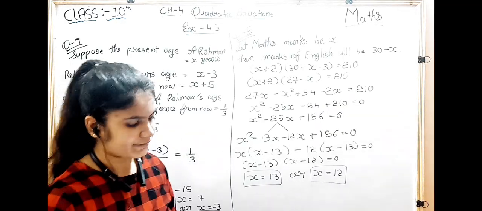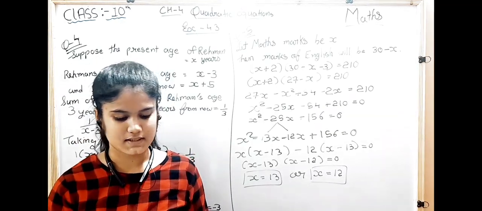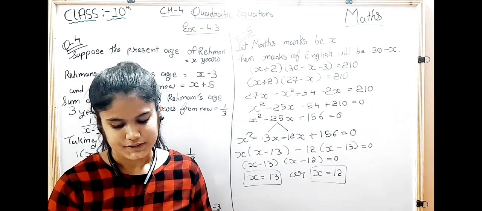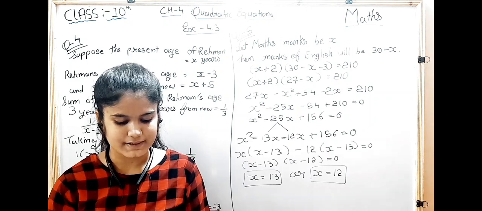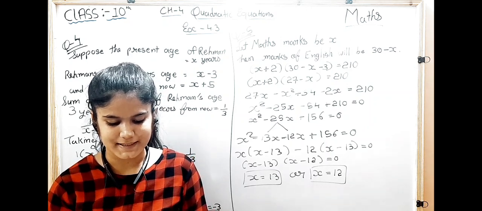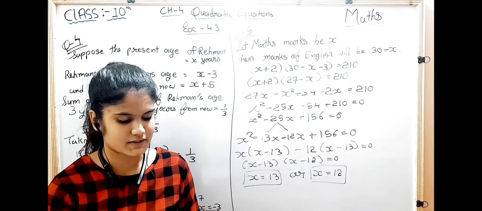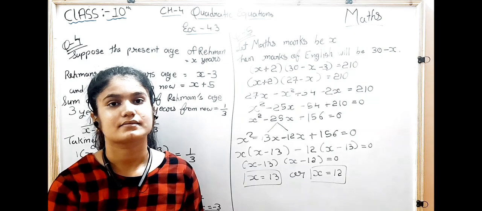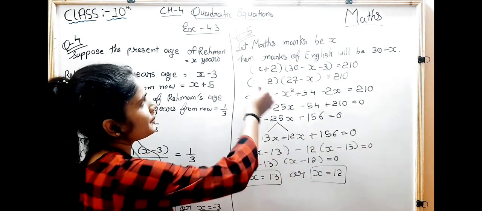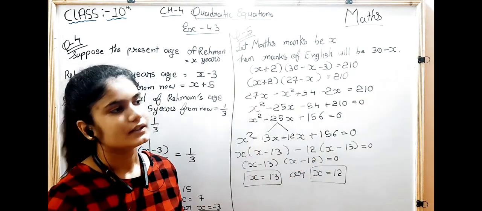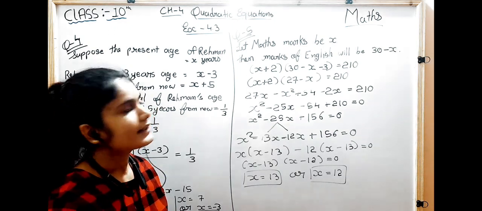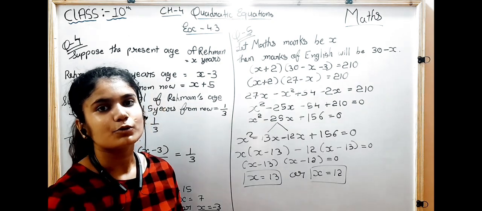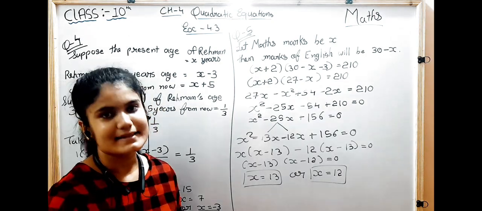In question number 5, it is given that in a class test, the sum of Shefali's marks in mathematics and English is 30. Had she got 2 marks more in mathematics and 3 marks less in English, the product of their marks would have been 210. Find her marks in the two subjects. So we suppose that Shefali got x marks in maths and 30 minus x in English. It is given that she got 2 more marks in maths and 3 less in English.